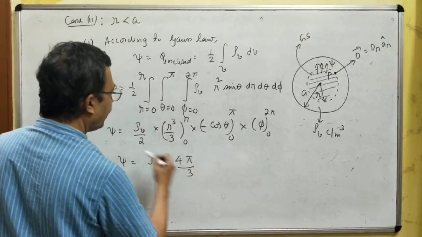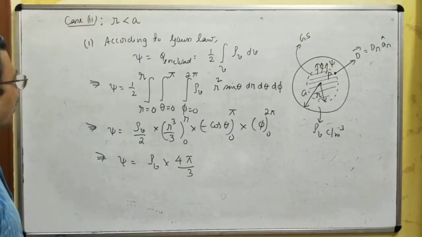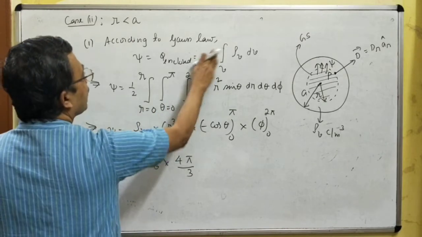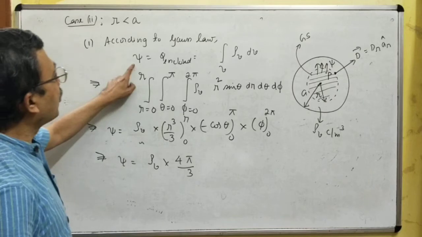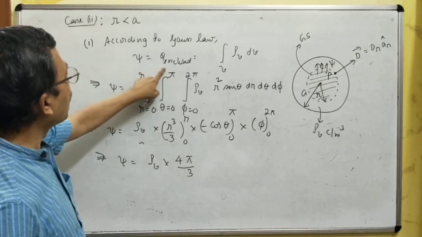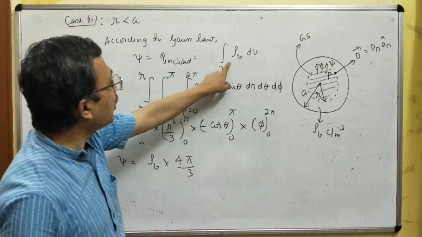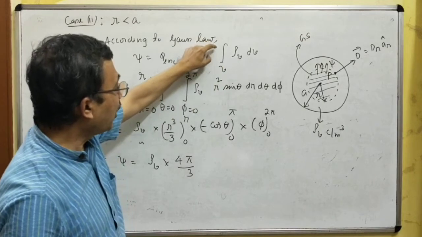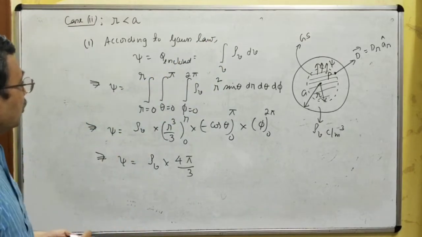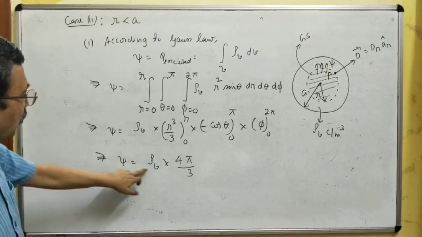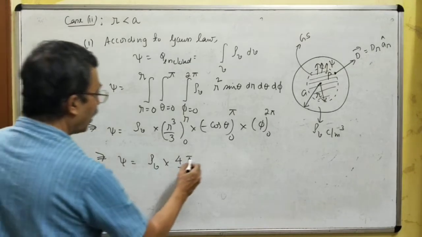by 3. Sorry, I made a mistake here. There is no half here, because psi is equal to Q enclosed, and Q enclosed is nothing but the volume integral of rho v dv. There is no reason why that half should come. Please correct it. So now psi is equal to rho v 4 pi by 3 r cube.